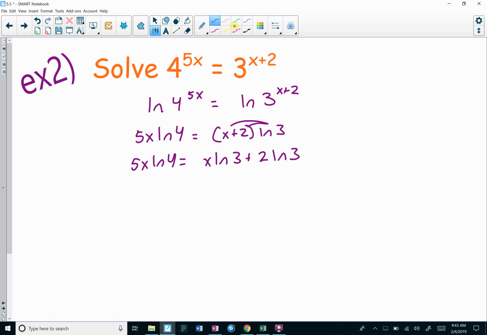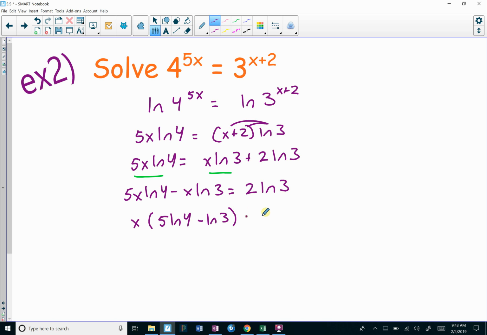Now I need to get all my x's together. So these two have x's. So I'm going to simply subtract the x natural log of 3 from both sides. Once I have the x's together, I factor out that x. Okay, now this right here is usually the hard part for most people. Once I've factored out that x, I want to clean this up. So I'm going to work on condensing this and this before I divide. You can condense after you divide, it doesn't really matter. I tend to do it here.